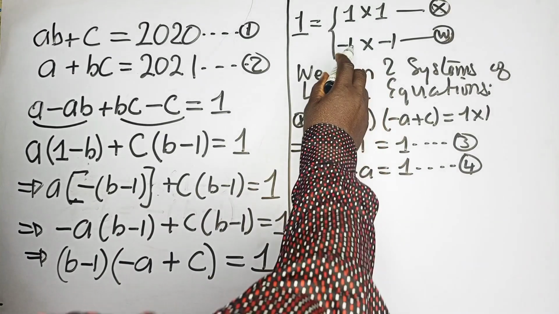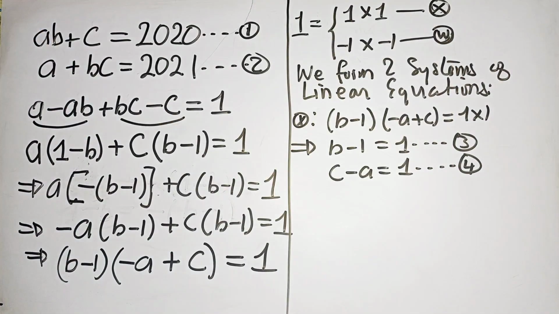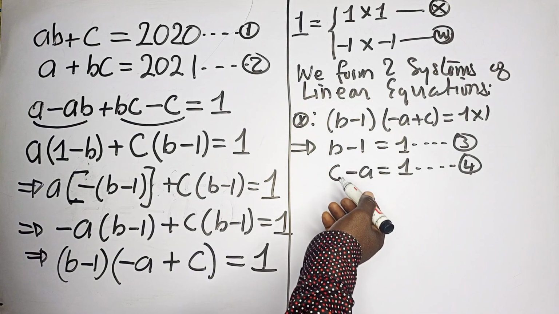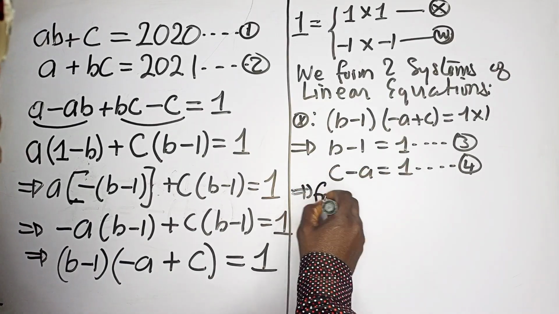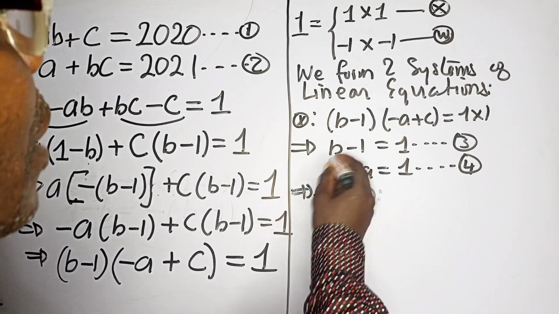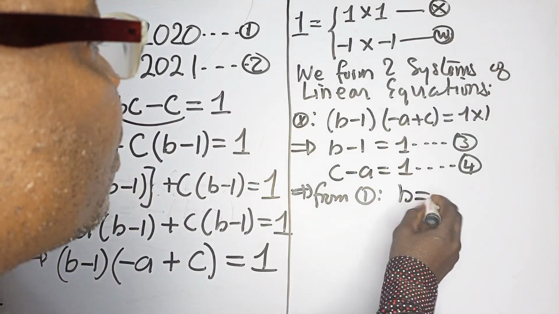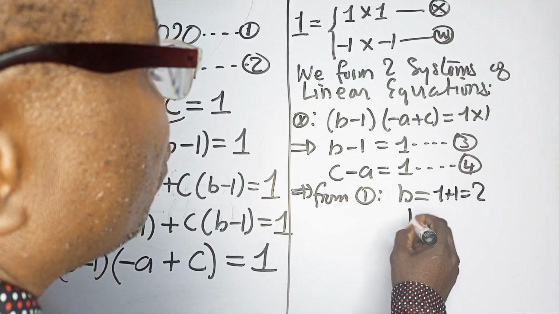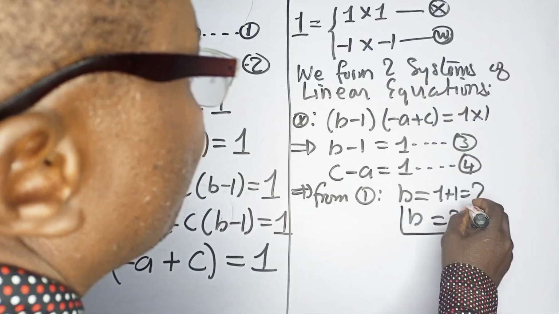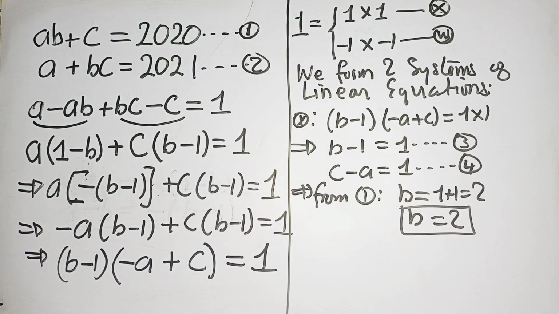The second system of equations will be formed when we use W. Okay, so let us solve this system. We have two simple linear equations in terms of two unknowns. So it is solvable. No, in terms of three unknowns. But from equation 1, we can obtain the value of b. B is equal to, take this negative 1 that way, b will be 1 plus 1, which is 2. So the value of b is 2.